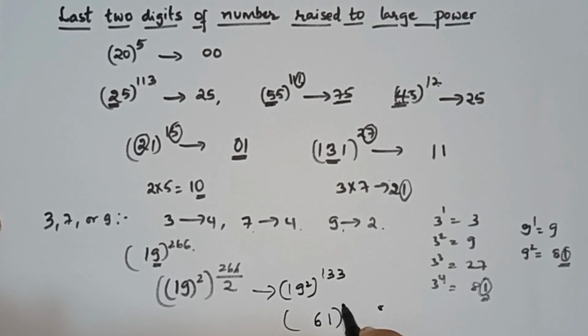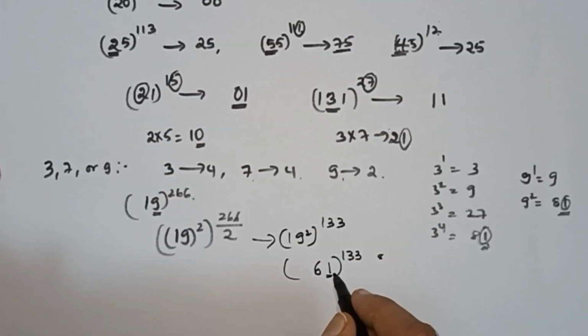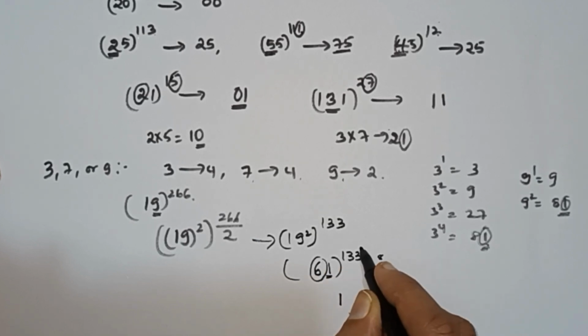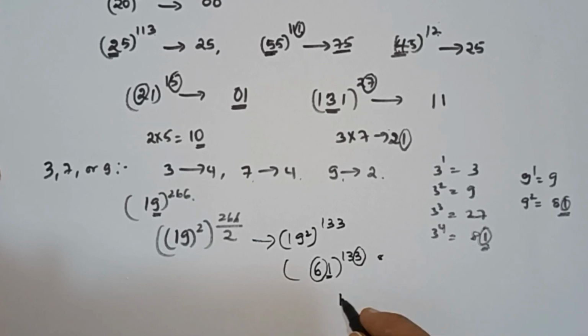Just 61 to the power 133. Now this number ends with 1. Therefore, by the previous method, the last digit of any power is 1. Then to get the tens digit, multiply the tens digit with the last digit of the power. 6 times 3 is 18, and 8 is the last digit. So the number ends with 81.